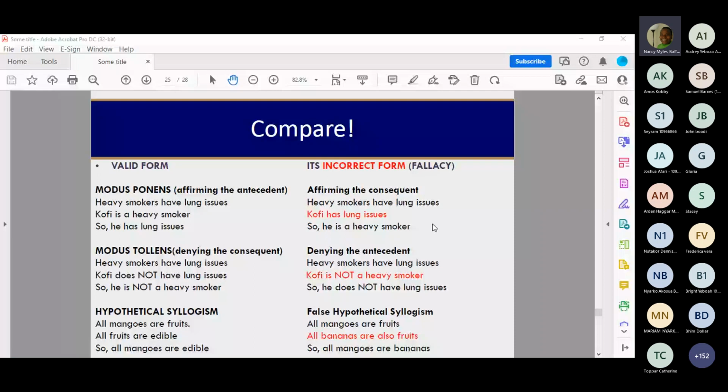So we know valid modus ponens, we know valid modus tollens. Then we even know invalid modus tollens, which is actually called denying the antecedent. We also know invalid modus ponens, which is called affirming the consequent. So if you know the correct one, the original, you can easily know the fake.